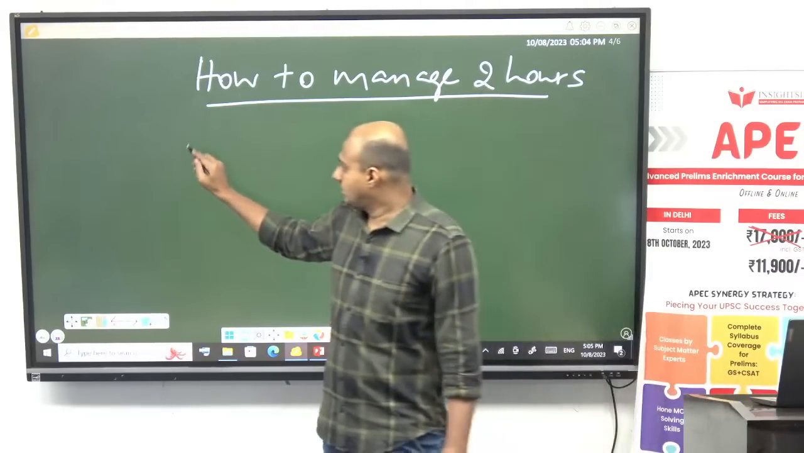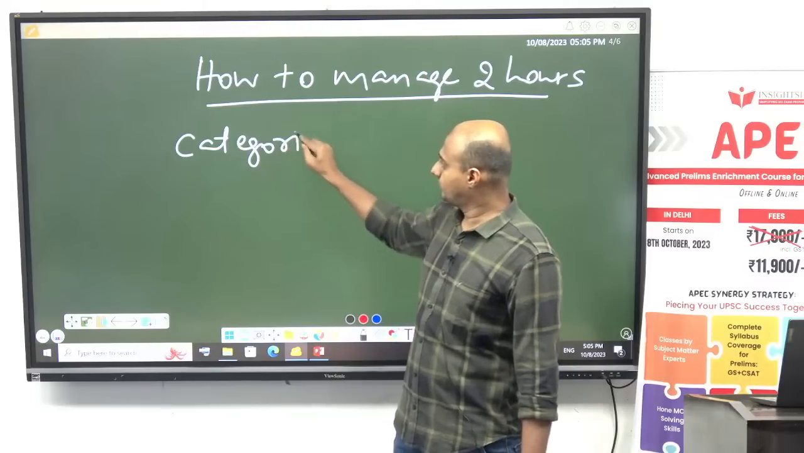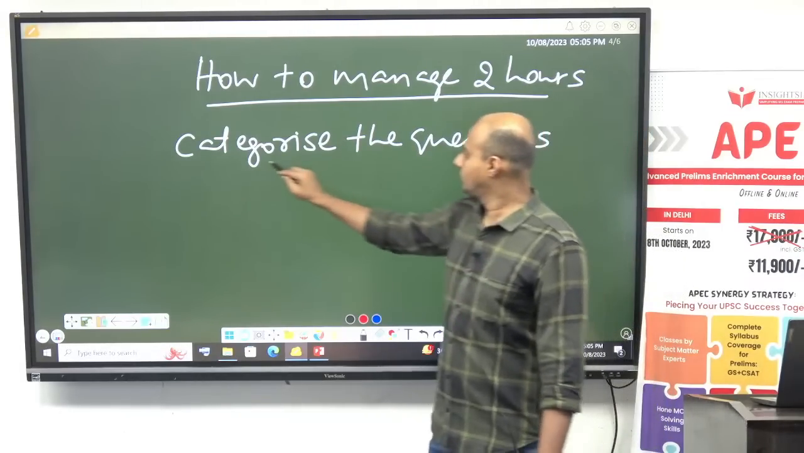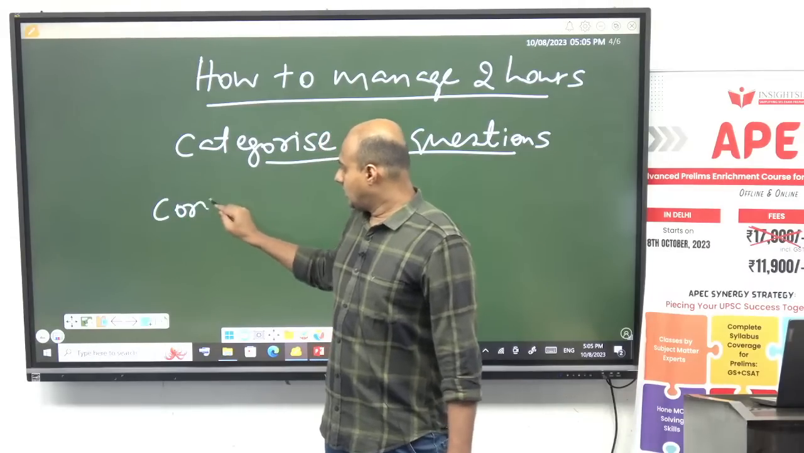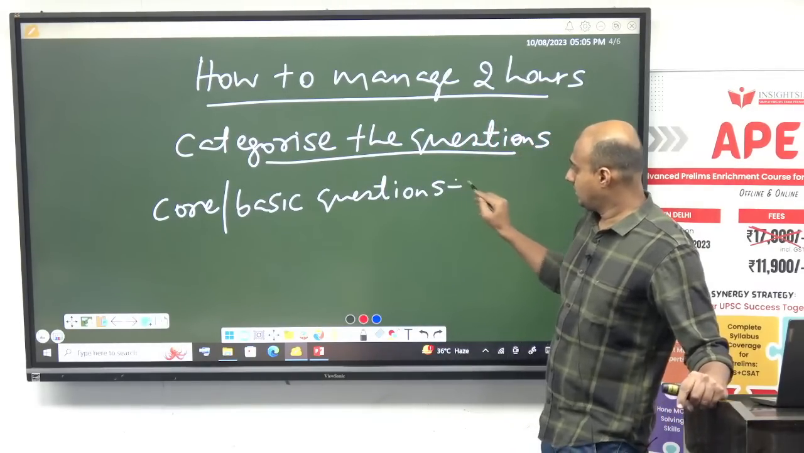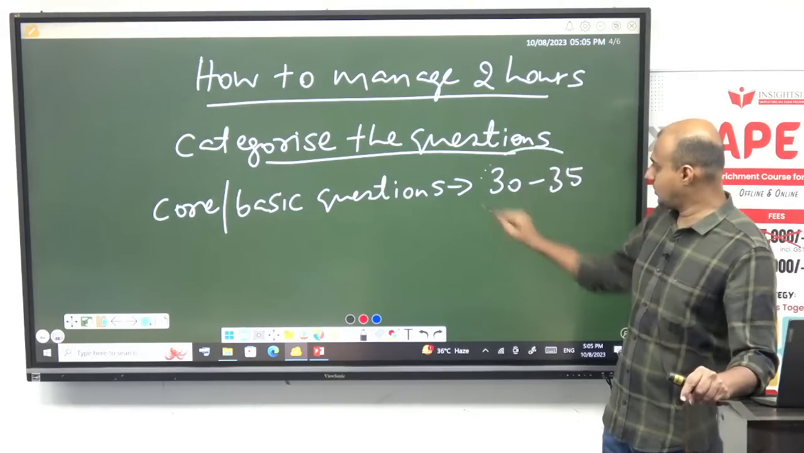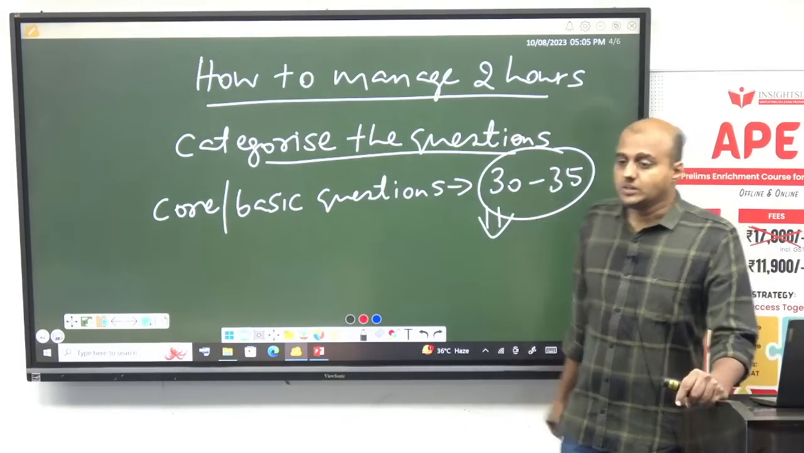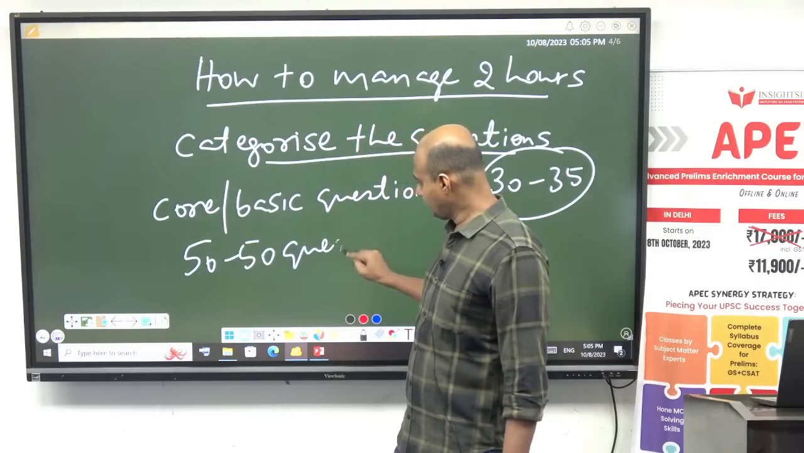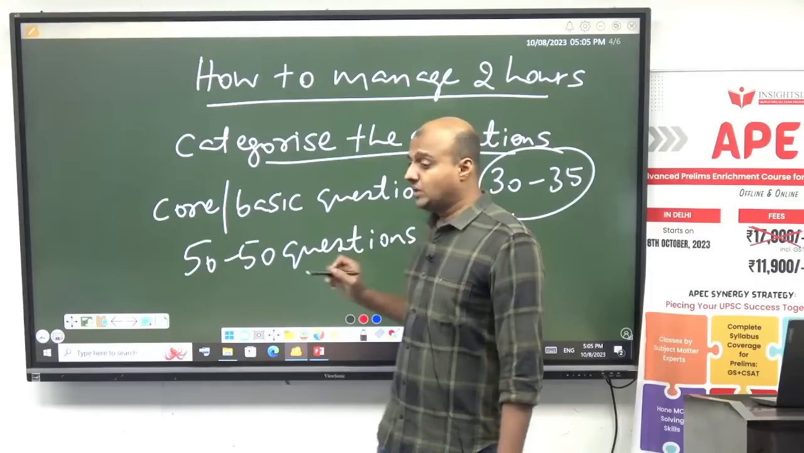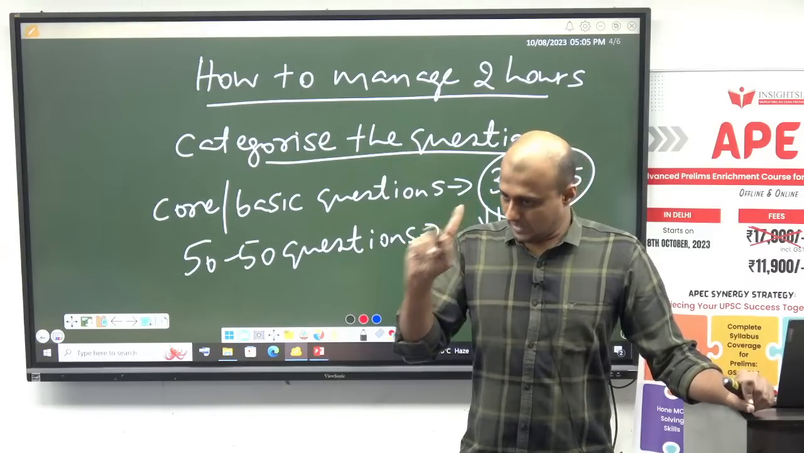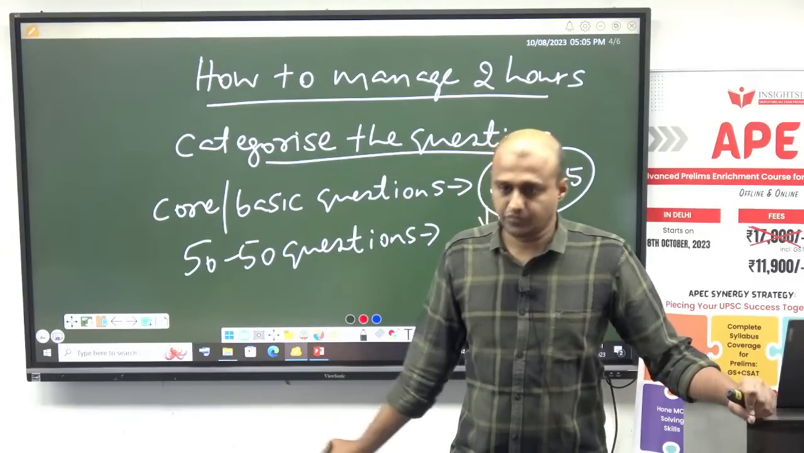So point number 1 is, as I said, categorize the questions again. Core, or you can say basic questions, you keep it for 30 to 35. This is your strength. Solve more. Next one is your 50-50. When you are doing the first round itself, the moment you look at that question, you should identify: is it my 100% sure question, is it my 50-50, or is it the third one? When are you going to mark?